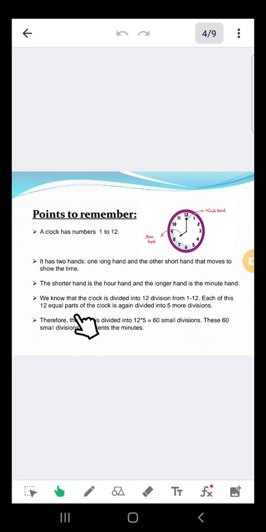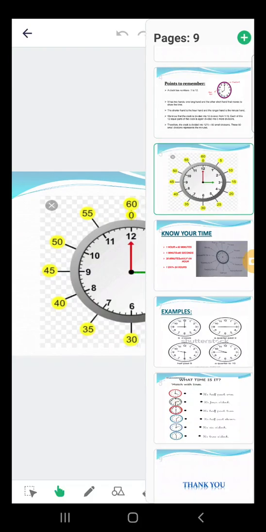Each of these 12 equal parts of the clock is again divided into 5 more divisions. Therefore, the clock is divided into 12 into 5 is equal to 60 small divisions. These 60 small divisions represent the minutes. So now let's see the clock for minutes.